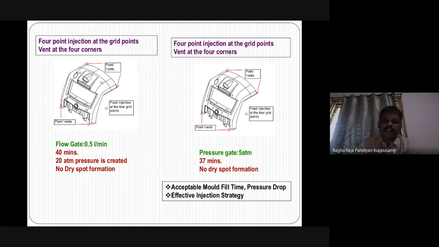So with further optimization, what is my effective injection strategy? In the case study on the right side, you can see 4 point vents at the corners and 4 point injection ports at the interior grid points. You have a pressure gate of 5 atmospheres, and you get 37 minutes as the mold fill time, which is an affordable time. You don't have dry spot formation, so you have an acceptable mold fill time. The pressure drop is also within 5 atmospheres, and that may be taken as the effective injection strategy.